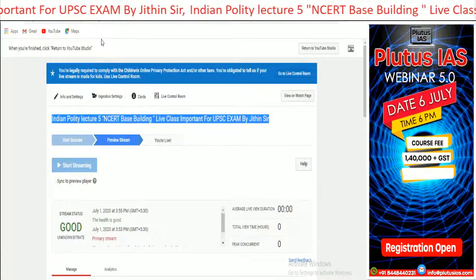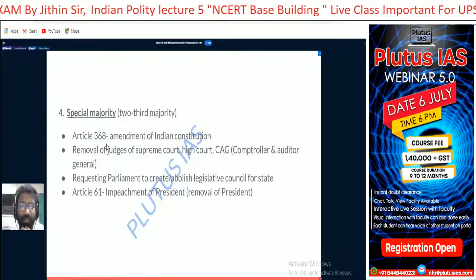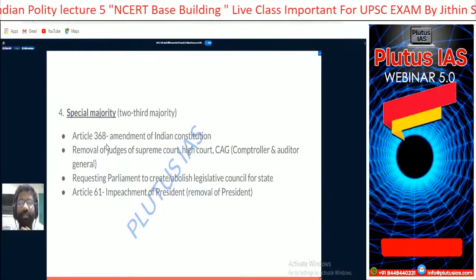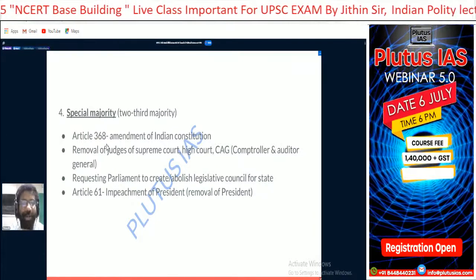4 types of majority. Palak, what were the 4 types of majority that we talked about? Simple majority, absolute majority, effective majority, and special majority. Arya, what is simple majority?